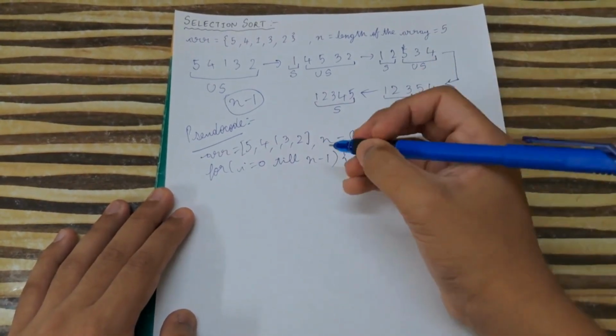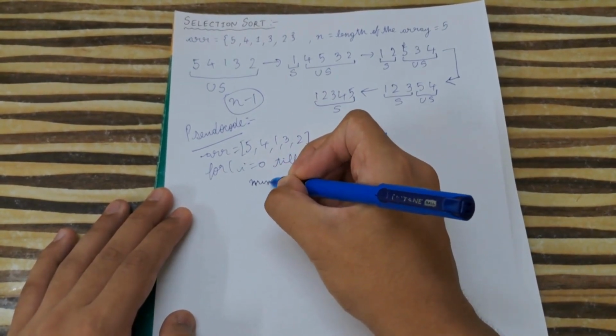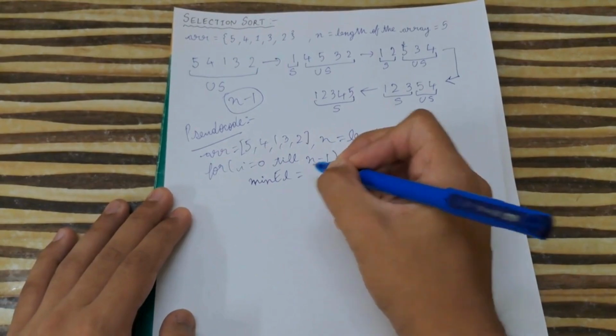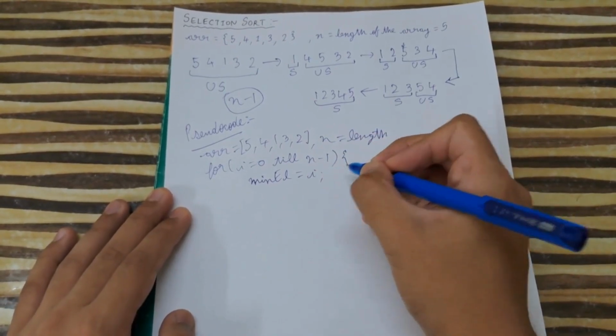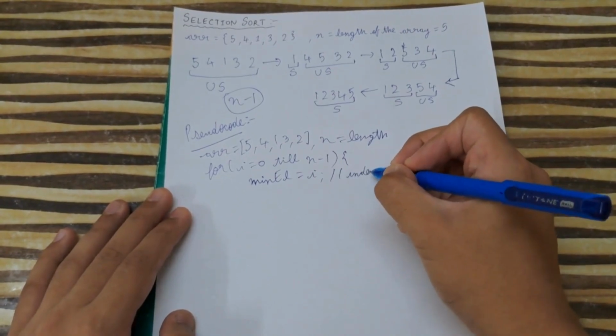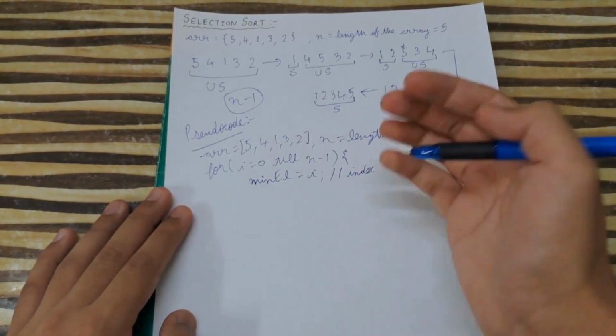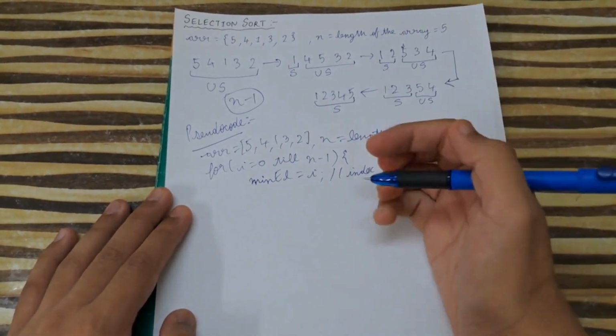Then inside the outer for loop, we will initialize a min element variable that will be set to i in the beginning, and this will store only the index. So index only, and not the value that is currently in that index. This will make the swapping easier in the future.